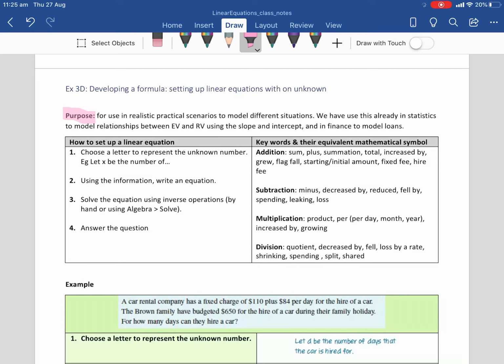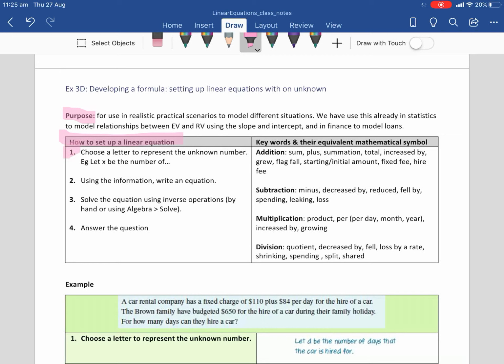So we've already come up with equations. We're doing linear, of course, so there won't be any powers of 2 or 3 or anything. And we need to be able to set them up to model and show different information. So how do you set up a linear equation? You need to follow these steps.